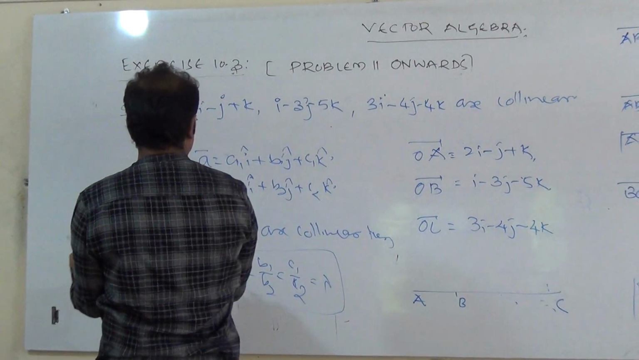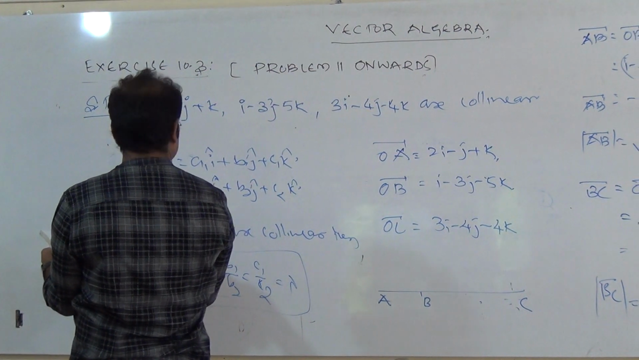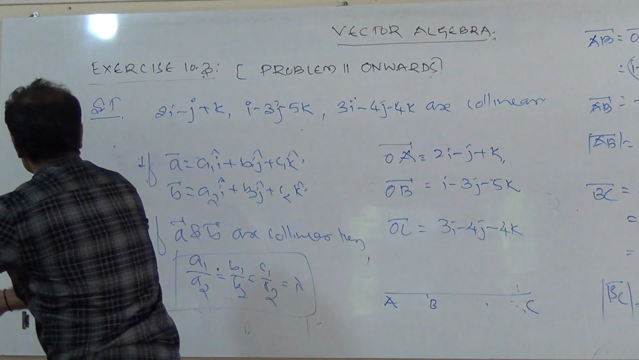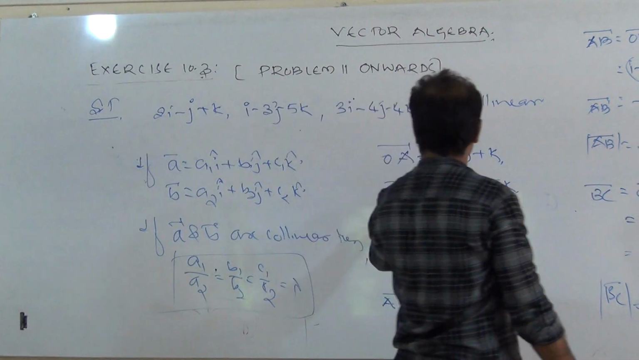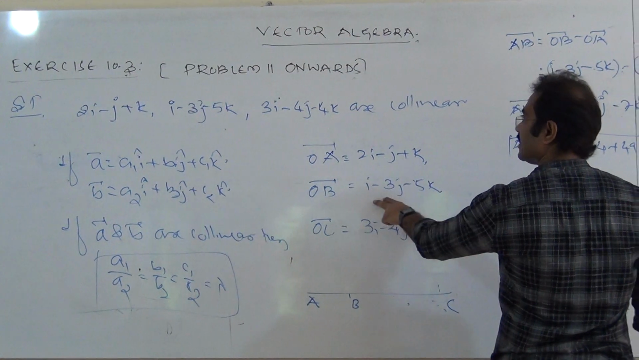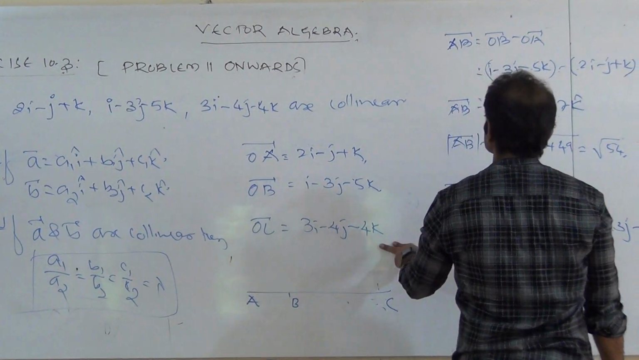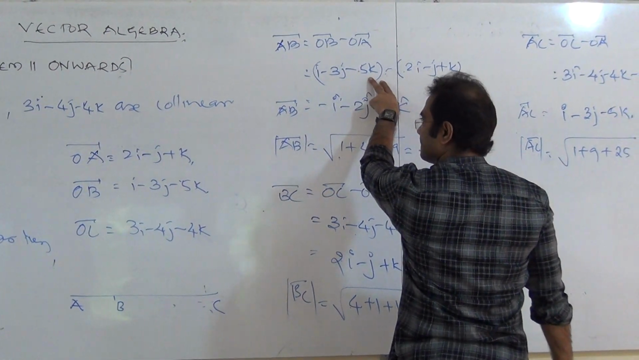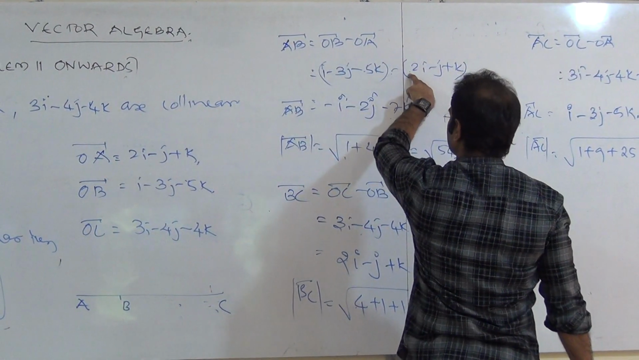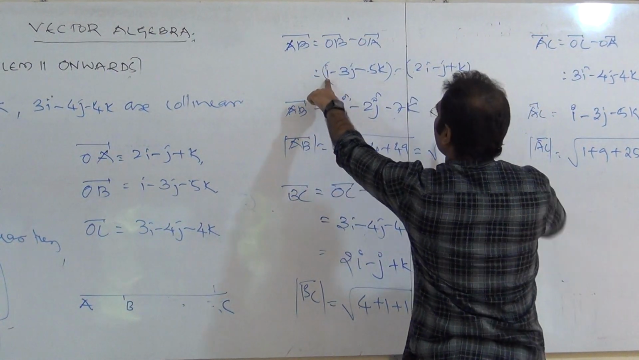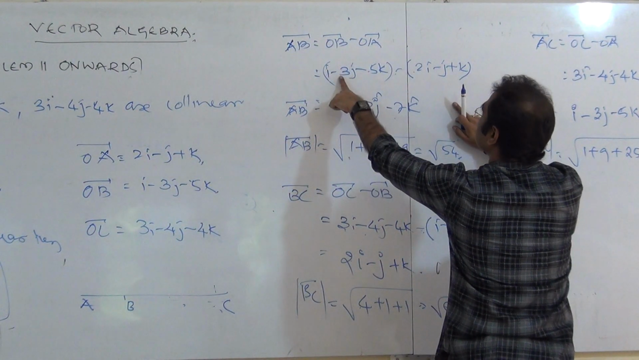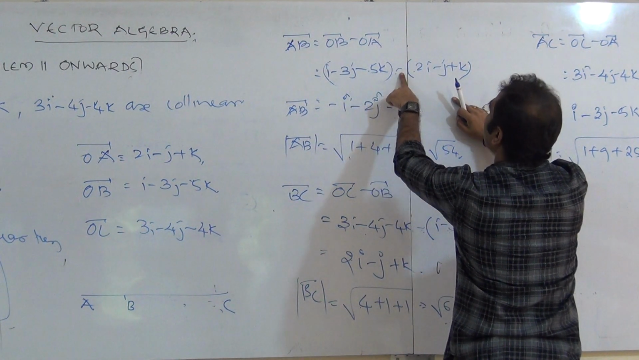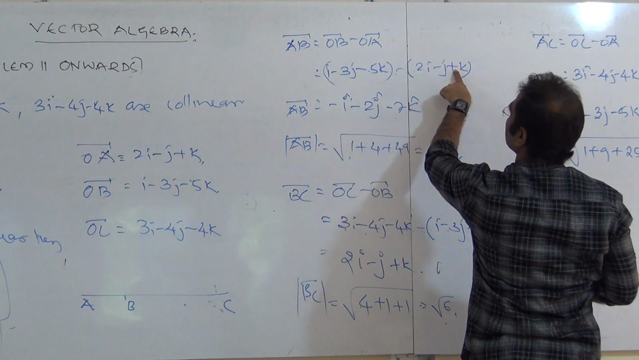2i minus j plus k, i minus 3j minus 5k, 3i minus 4j minus 4k. Yes, the question is correct. OA, OB, OC. Taking OB minus OA: i minus 3j minus 5k minus (2i minus j plus k). i minus 2i is minus i, minus 3j plus j is minus 2j, minus 5k minus k is minus 6k.